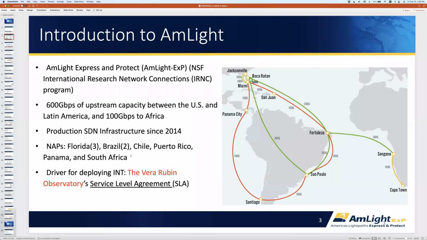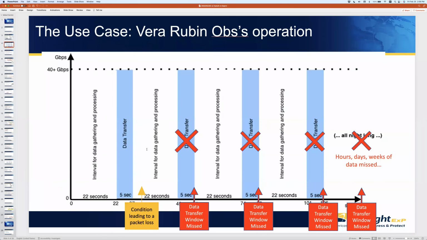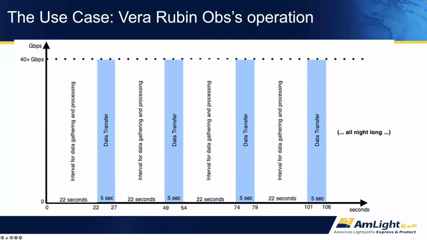And what was that? This one requires a little bit of animation. So this is the Vera Rubin data transfer, the workflow, as it's called. Every 27 seconds, a picture is going to be taken from the sky.